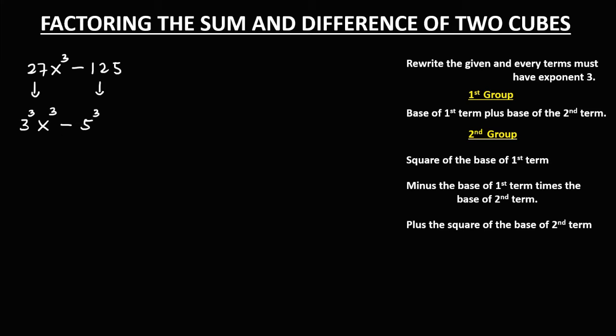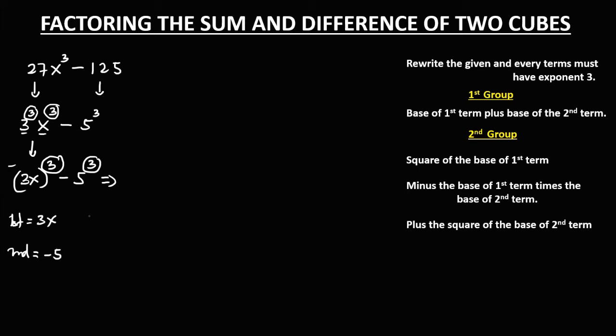Then simplify for the first term. Since we can put this exponent 3 outside and combine this 3x, we have now 3x to the power 3 minus 5 to the power 3. So using this equation, every term has an exponent 3, so we can find the factors for this given. The first term is 3x, and the second term is negative 5.